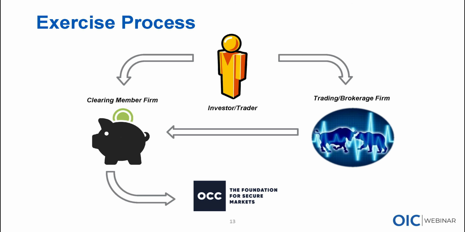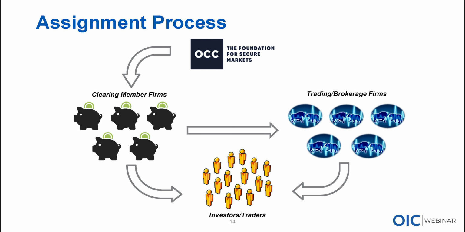They notify their brokerage firm, which is known as a clearing member firm, who then notifies the OCC, the Options Clearing Corporation. The Options Clearing Corporation then randomly assigns a clearing member firm who has a client that has a short position in the particular option contract that's being exercised. That clearing member firm will then randomly assign a brokerage firm who has a client who has a short position in that option contract that was exercised, and then that brokerage firm will randomly assign an individual investor.